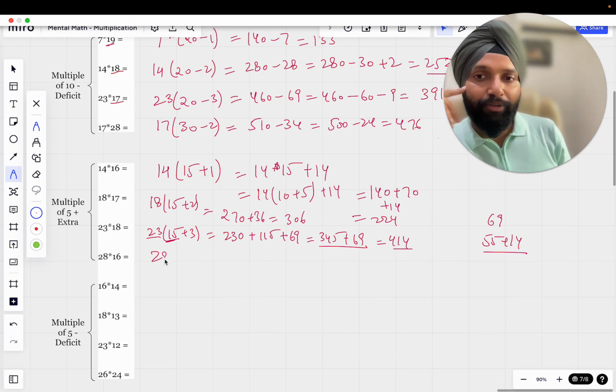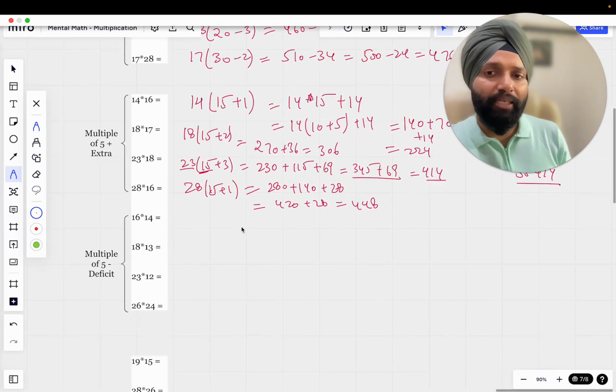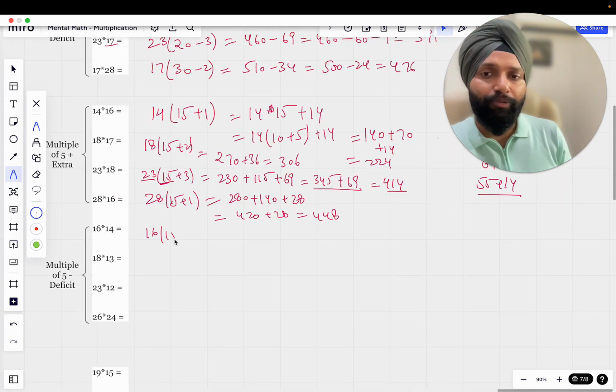So 28 into 16, again 15 plus 1. So 280 plus 140 plus 28. So this is 420 plus 28, so 448. Okay, so depending upon your comfort with multiplying with 15, these numbers this way may look quite complex to you, but this is just another way. And similarly you can also do multiples of 5 minus deficit. So this becomes 16 into 15 minus 1.